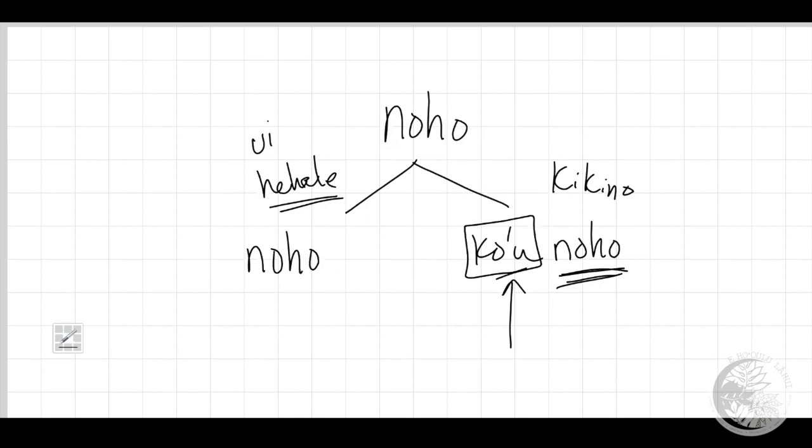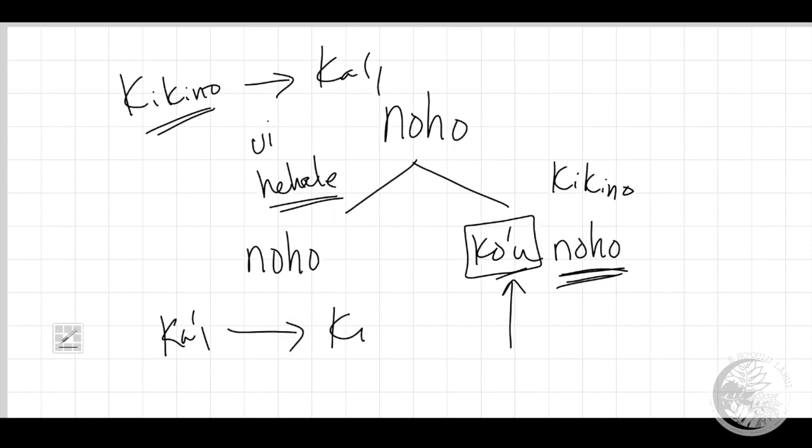So generally we have this kind of simple rule to follow, and I wouldn't call it an exact rule because, of course, there are always exceptions. But generally, we always think about it this way: if a word is being used as a kikino, it has to have a kai. Or in other words, if there is a kai, it must be being used as a kikino.